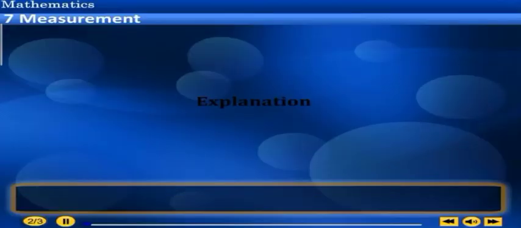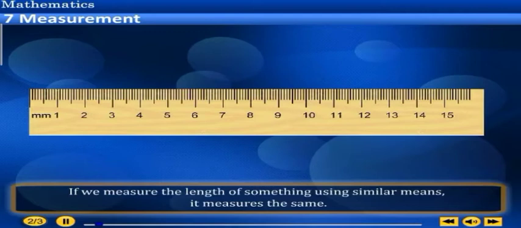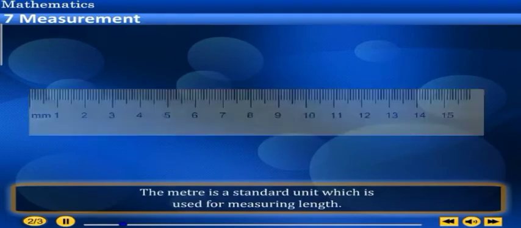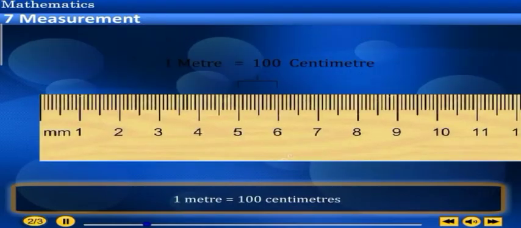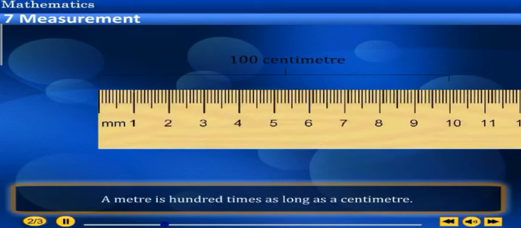7. Explanation. Length. If we measure the length of something using similar means, it measures the same. The meter is a standard unit which is used for measuring length. If we divide a meter into 100 equal parts, each part is called a centimeter. 1 meter is equal to 100 centimeters. Meter to centimeter. A meter is 100 times as long as a centimeter.